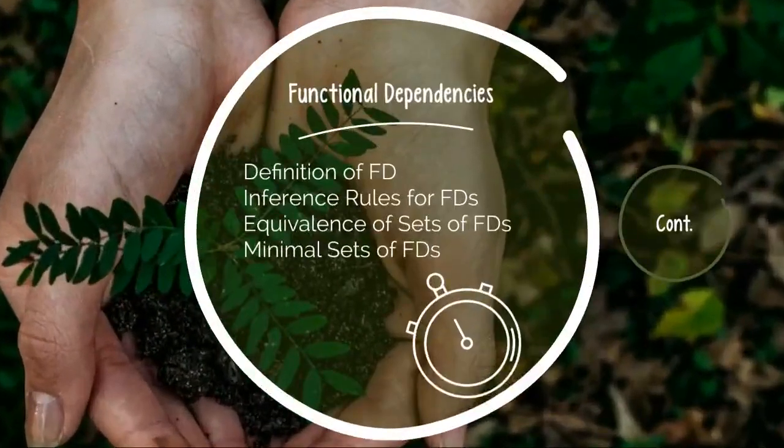So now we have to move on to functional dependencies. Under this section, we are going to discuss functional dependencies, inference rules for functional dependencies, equivalent sets of FDs, and the minimal sets of functional dependencies.